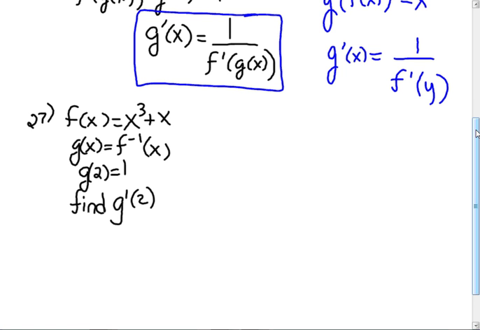When I do the next problem, if you want me to go through the whole process again, I will, because I do it every time. I don't memorize the formula. But I've done the formula, so I might as well use it. So, g prime of 2 is equal to 1 over f prime of g of 2.